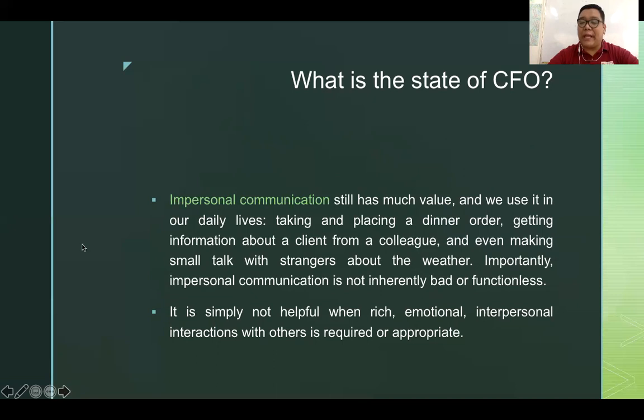So impersonal communication still has much value, and we use it in our daily lives. For example, when we take and place a dinner order, okay, when we talk with someone and we just give our answers for their questions, or when we get information about a client from a colleague, or when we make small talks with strangers about the weather, or when, for example, you ask someone, what's the time now? Anong oras na ngayon? So that's an example of impersonal communication.